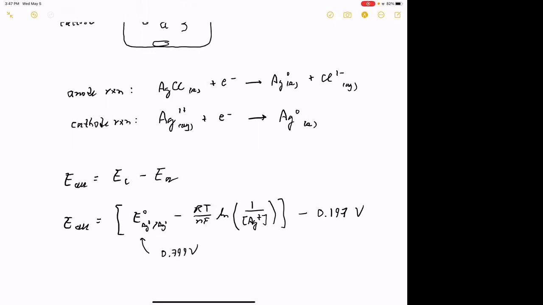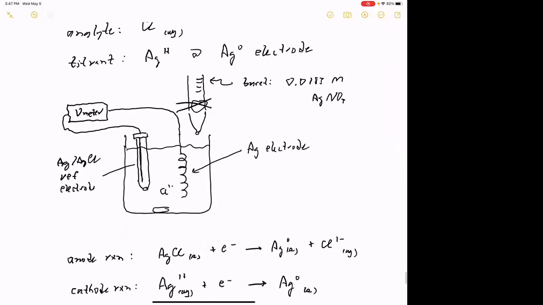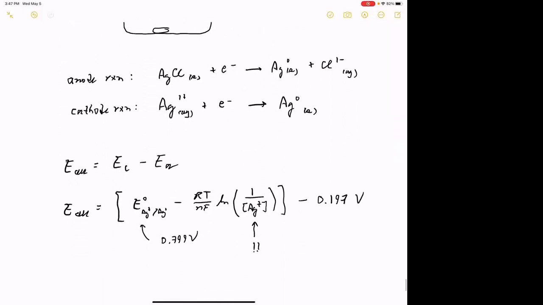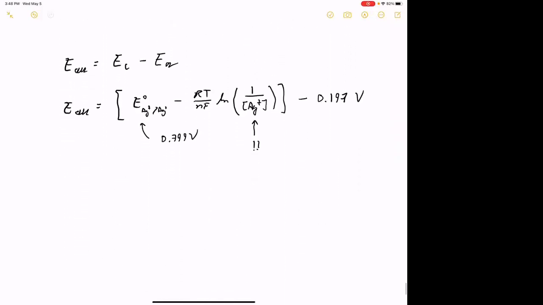So what's really the only thing changing in here? This whole equation, what's the only thing changing that E cell is going to depend on? The silver ion concentration, which is our titrant. Yeah, this is it. That's what E cell is going to depend on. And that's going to vary because, again, we're titrating with that, right? So we're going to be adding silver ion with the burette. So we're changing the silver ion concentration in the solution as we titrate.